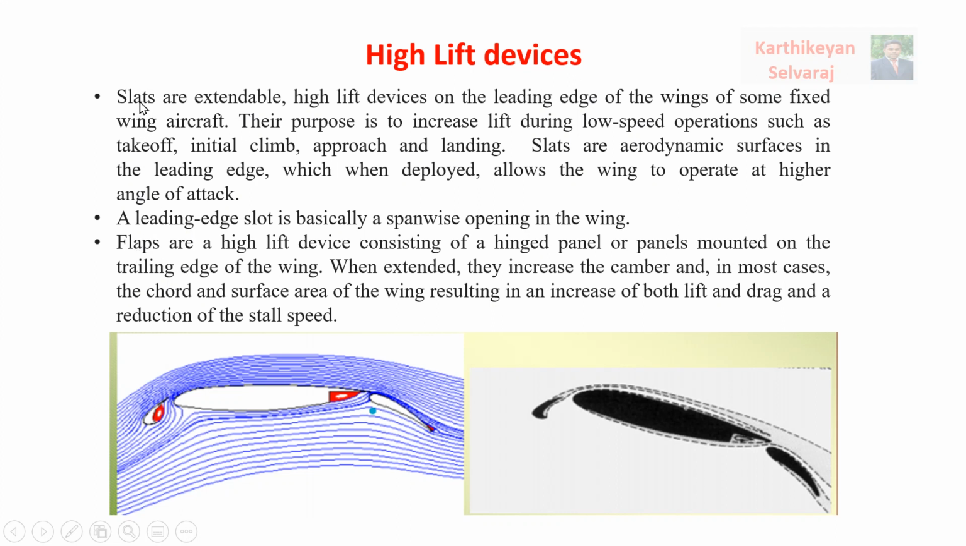The slat is a surface located on the leading edge of the aerofoil. The aerofoil is nothing but a cross section of the wing section. When you make the cross section of the wing section, you will get the aerofoil. So the surface located on the leading edge is called a slat. Then the surfaces located on the trailing edge are called flaps.